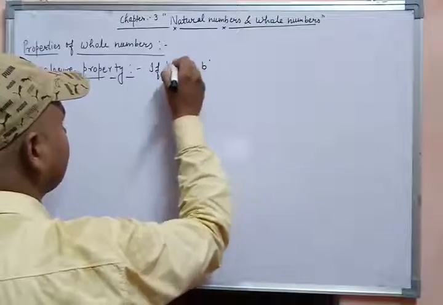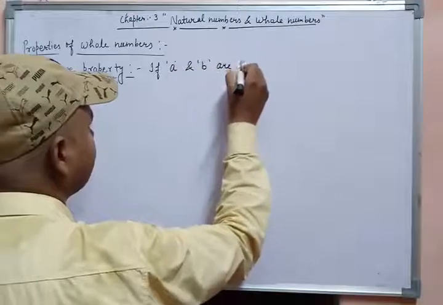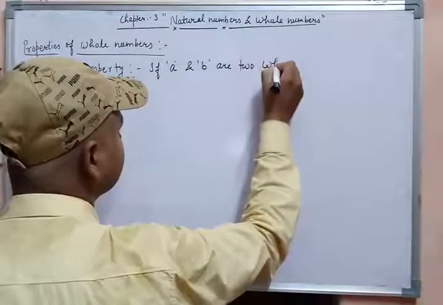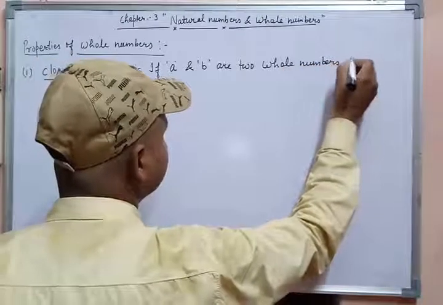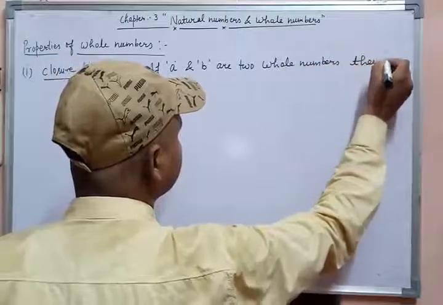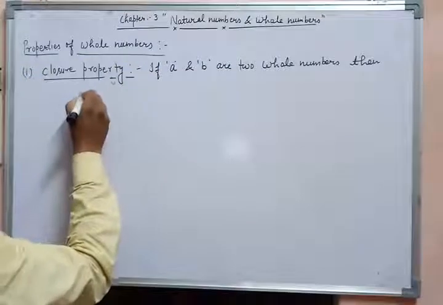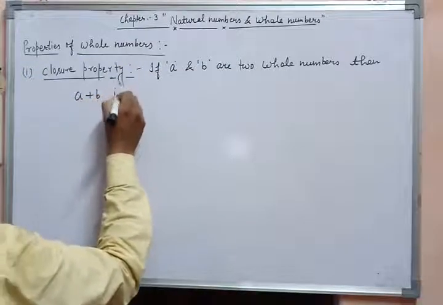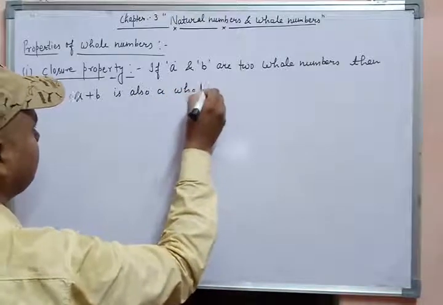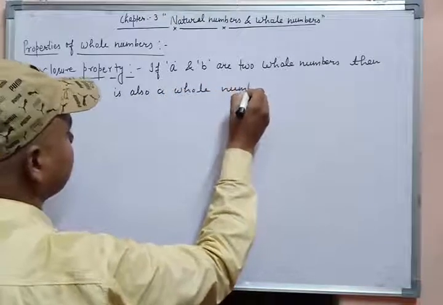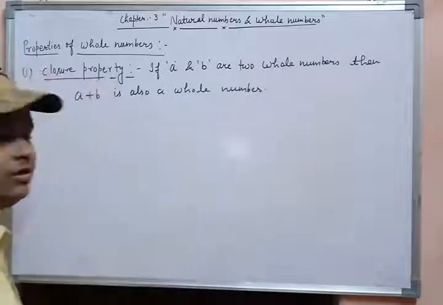If a and b are two whole numbers, then a plus b is also a whole number. Okay, so this is the property.